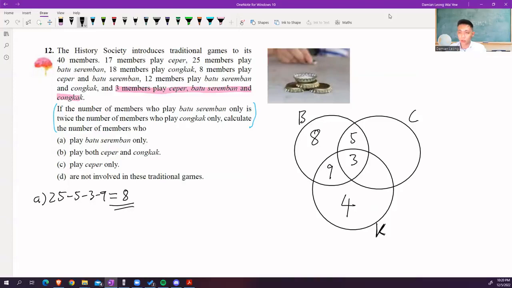Then I can use the information here to find this and this. Okay, so 18 members play Congkak, means all this together is 18. So I take 18 minus 9 minus 3 minus 4, which is 2. 2 here. The number of members who play Cepe is 17. All together here is 17. So 17 minus 5 minus 3 minus 2, which is 7. 7 here. Yeah.